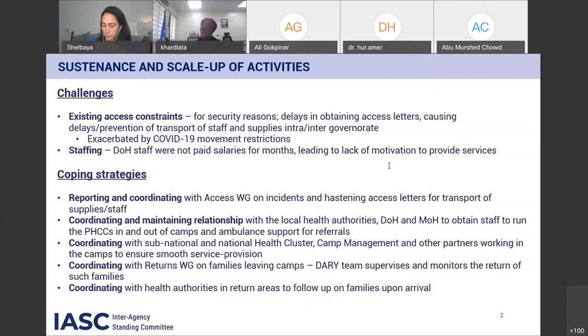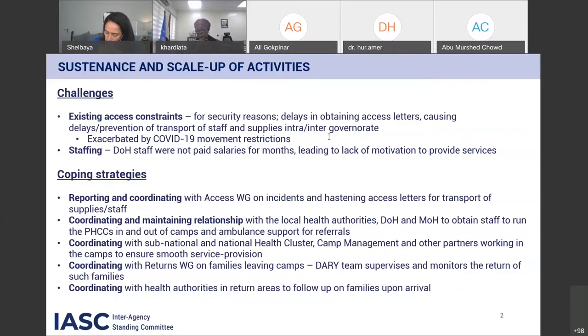Based on that, in my first slides, I will talk about the challenges. First, there is an access issue in Iraq. These have been ongoing for several years due to security reasons and due to difficulties in getting access letters. This was affecting service delivery because of the effect on the transportation of supplies and staff within the governorate and out of the governorate. These things have increased, and this has been further affected by COVID-19 movement restrictions. We already had movement restrictions, and they were even more affected by COVID.